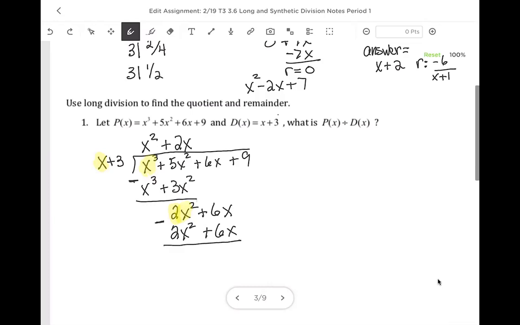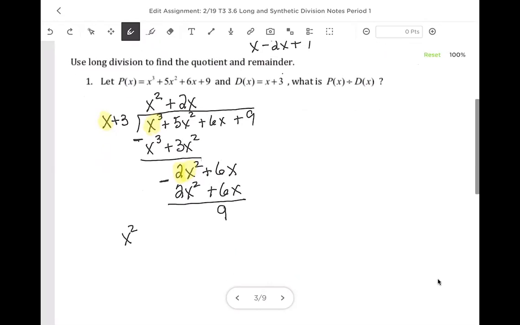Subtract. Well, when you subtract, you get 0. But when you bring the 9 down, that's a remainder because x doesn't divide into 9, right? And so your answer is x squared plus 2x remainder 9 divided by x plus 3. So you're always going to write your remainder as what you have left, 9, over what you're dividing by, so the x plus 3. That is polynomial long division.